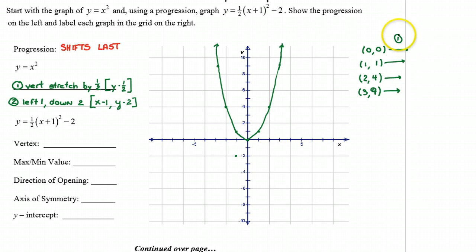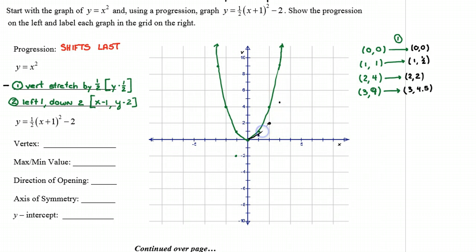And then what I do is, the first step is I'm going to apply transformation 1. So let's do transformation 1 in black. So what I'm going to do is I'm going to multiply the y value by 1/2, so this stays at 0, 0. This becomes 1, 1/2. This becomes 2, 2. This becomes 3, 4.5. And so now I'll plot this first transformation. So 0, 0, 1, 1/2, 2, 2, 3, 4.5.